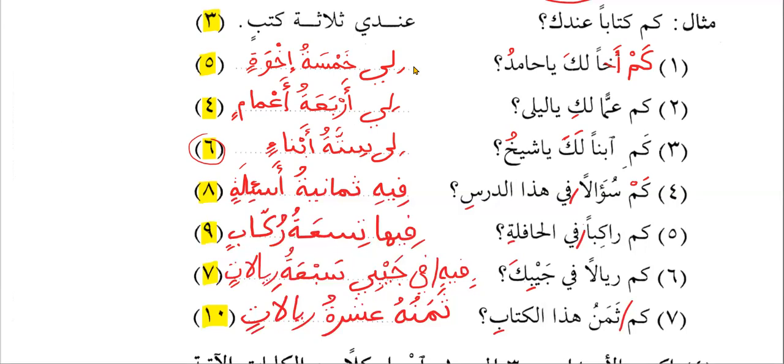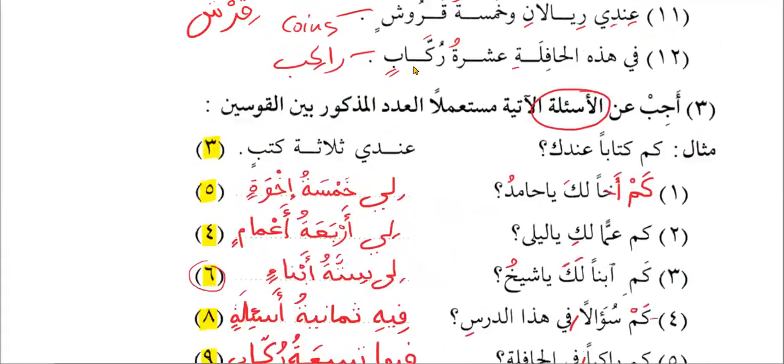طيب, so we say in the beginning كم أخا لك يا حامل؟ لي 5 إخوة. كم عما لك يا ليلى؟ لي 4 أعمام. كم ابنا لك يا شيخ؟ لي 6 أبناء. كم سؤالا في هذا الدرس؟ فيه 8 أسئلة. كم راكبا في الحافلة؟ فيها 9 ركاب. كم ريالا في جيبك؟ في جيبي أو فيه 7 ريالات. كم ثمن هذا الكتاب؟ ثمنه 10 ريالات.